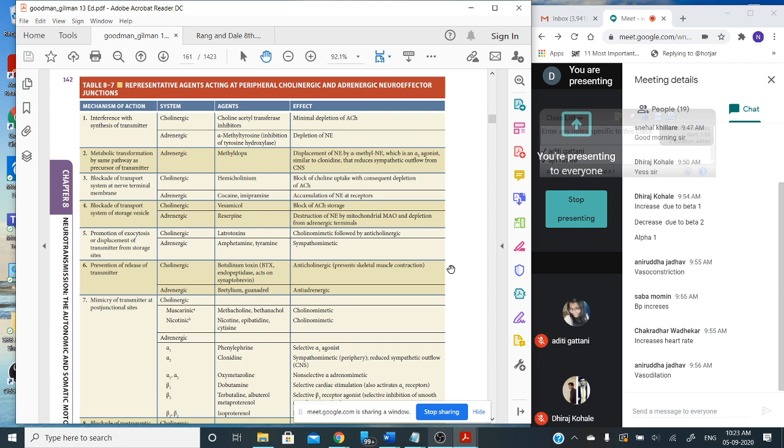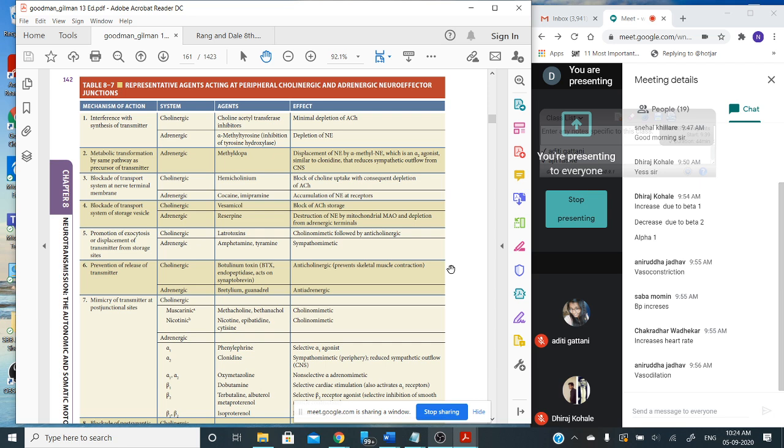So reserpine is initially acting as an adrenergic at low doses because it increases the concentration, but slowly, after some time at higher doses, it is causing depletion of neurotransmitter, and we have used the term what? We use the term chemical denervation. We have used this term. Okay? So this is very important.